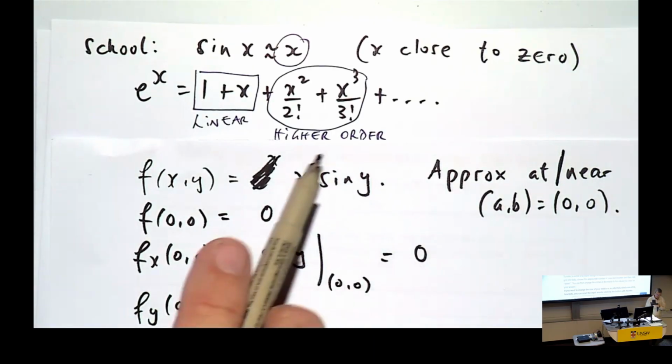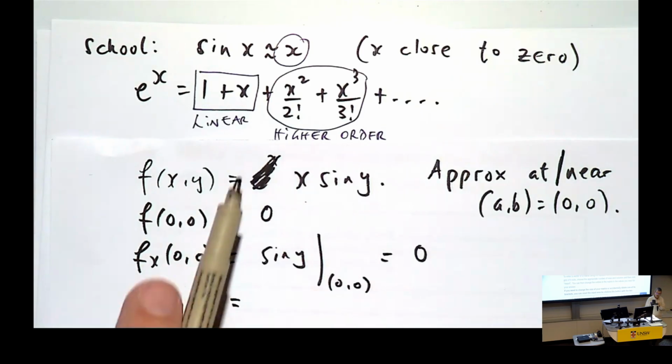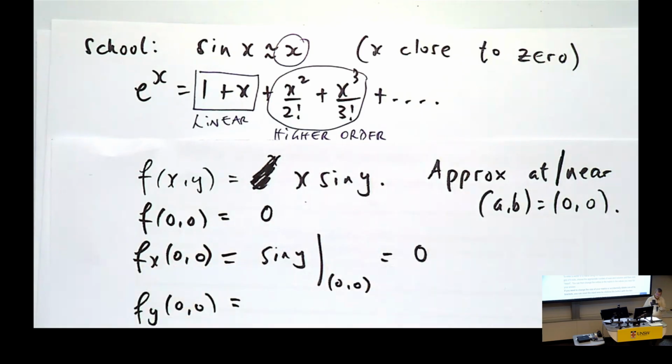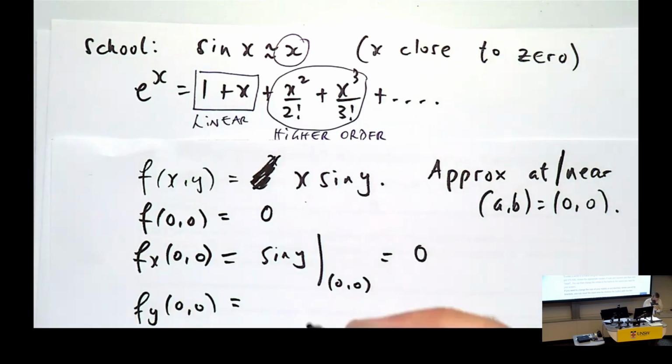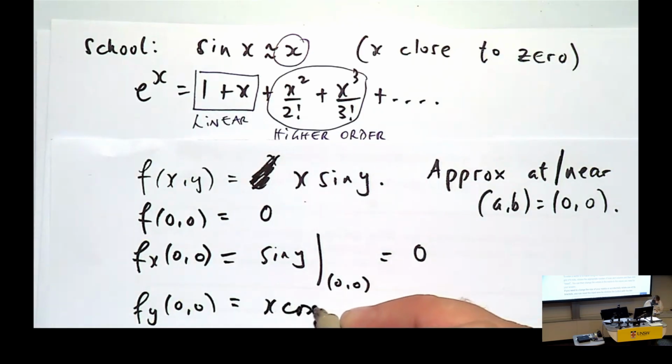Okay, what's the derivative with respect to y going to be? Who can tell me? Come on. Yeah. x cos y, exactly. So we imagine x is a constant and we differentiate with respect to y. So we're going to get 0 again. Okay, we got 3 zeros.